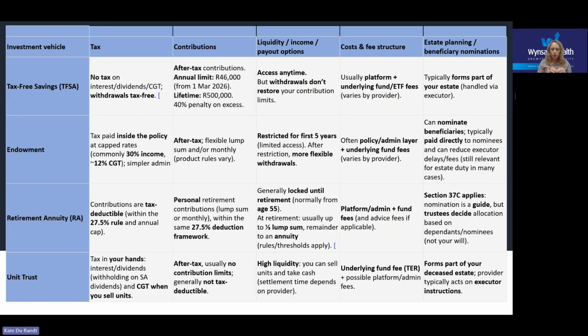So now, how do I choose which one to use? And it really comes down to the goal, the purpose of this investment. We don't use a bakkie for a racetrack, and we don't use a sports car for a mountain. So you need to have the goal, the purpose clearly in your mind in order to be able to choose the right investment vehicle. Because if you don't know why you're investing, then chances are you might choose the wrong thing.